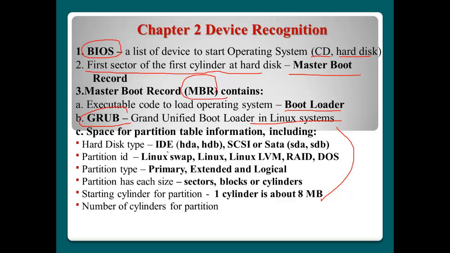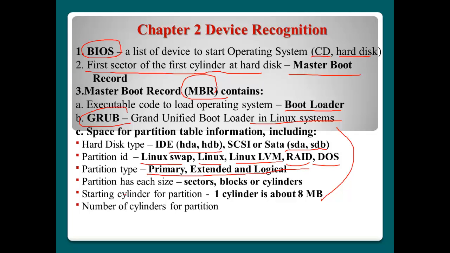First one, hard disk type. There are 2 types: HDA, HDB, or SDA, SDB. In case the hard disk type is IDE, the Linux system will recognize the first hard disk as hda, and the second hard disk will be hdb. In case of SCSI or SATA, it will be sda or sdb. Partition type: there are many partition types the Linux system supports, for example Linux swap, Linux, LVM, RAID, and so on. Partition types have 3 kinds: primary, extended, and logical.